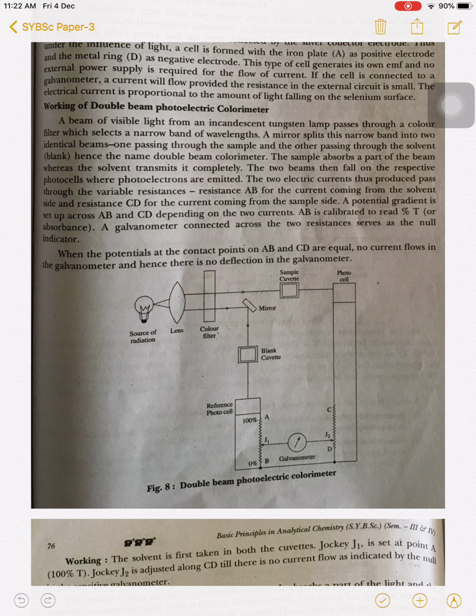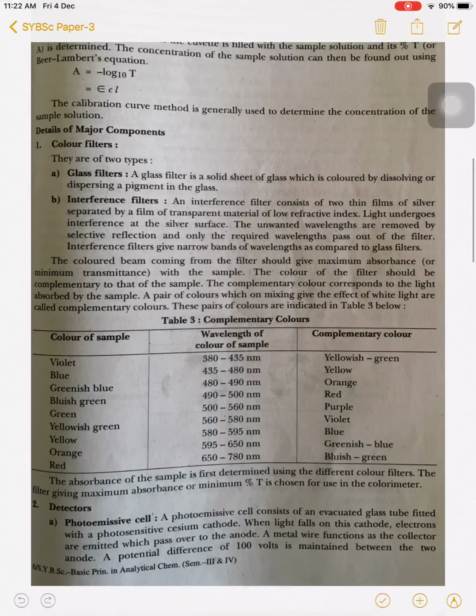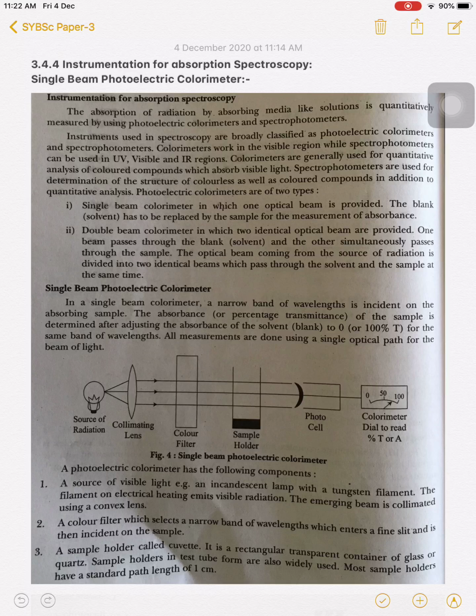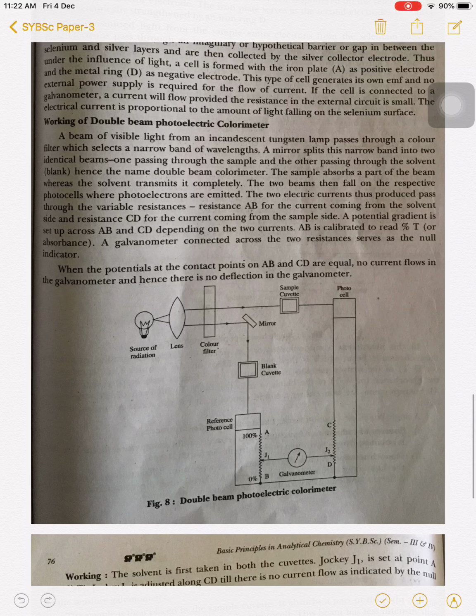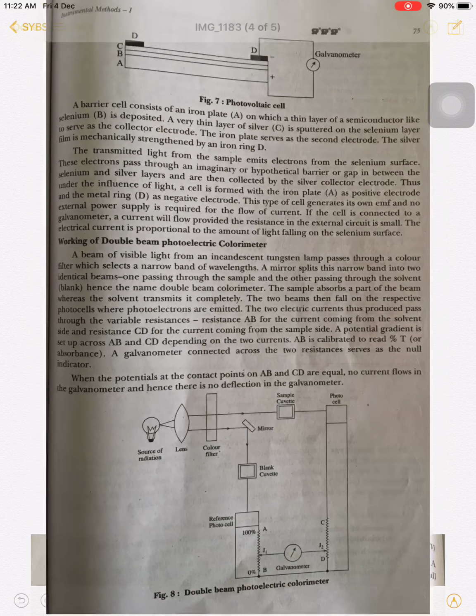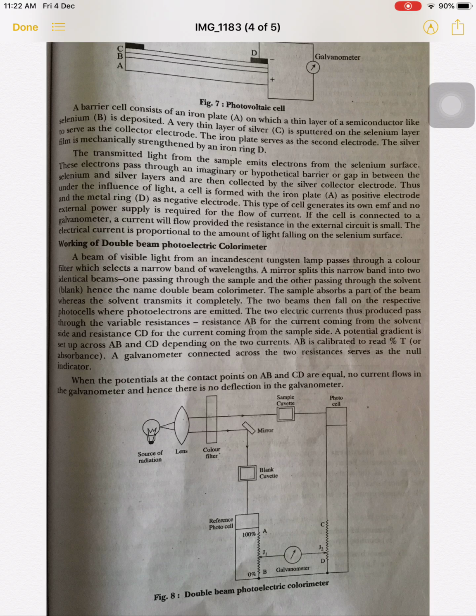Just before 15 minutes we saw the difference between the single beam and double beam colorimeter. In single beam only one optical beam is used, but in a double beam colorimeter we use two identical optical beams, one passing through the blank and another passing through the sample solution. Now see this instrument, figure 8, the double beam photoelectric colorimeter. I will explain within 5 minutes how it works.